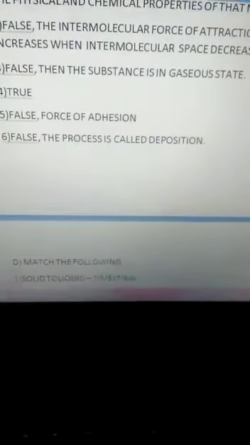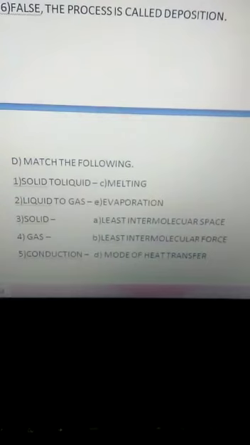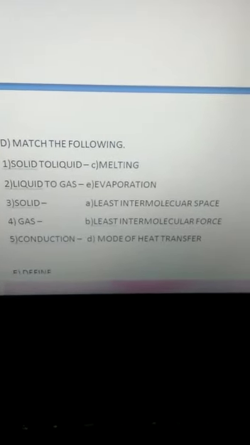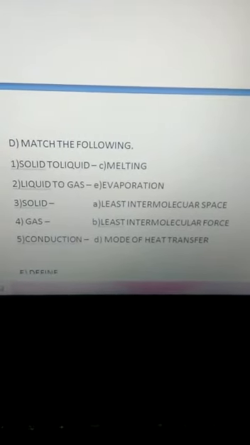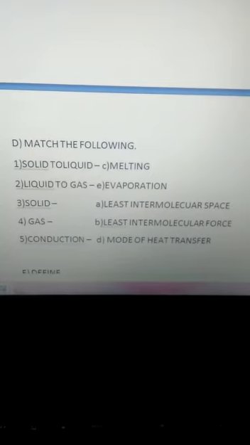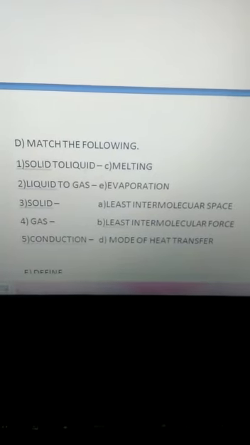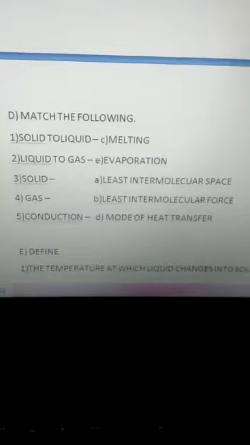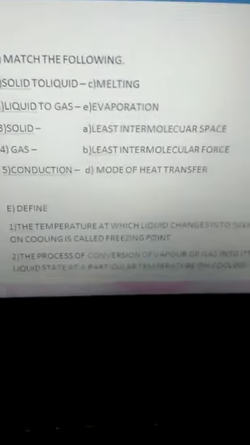Now move on to match the following: solid to liquid, melting; liquid to gases, evaporation; solid, least intermolecular space; gas, least intermolecular force; conduction, mode of heat transfer. Now define the following terms. Those are already given in your book, though you can write from here as well.